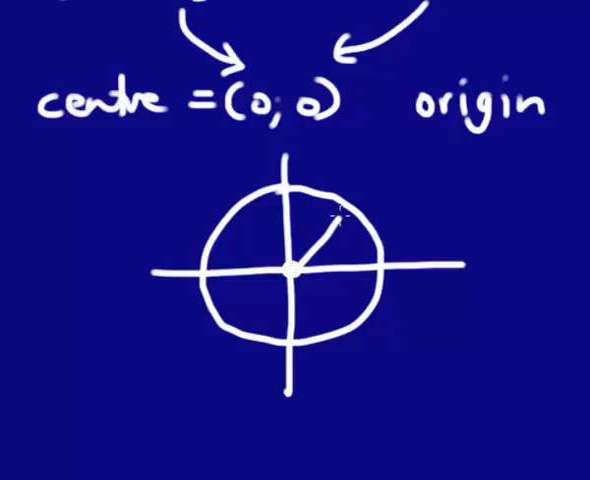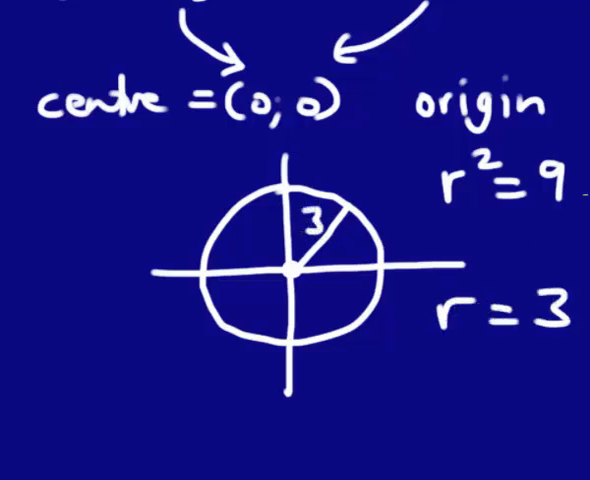And the only thing left to do is to get the radius. Now, the radius of the circle, if you think about it, r squared is 9. So the radius is the positive square root of 9, which is 3. We're not going to go plus minus here. The radius of a circle is always positive. Okay, now let's have a look at another one where it's not at the origin.